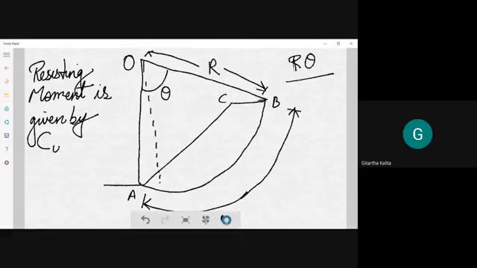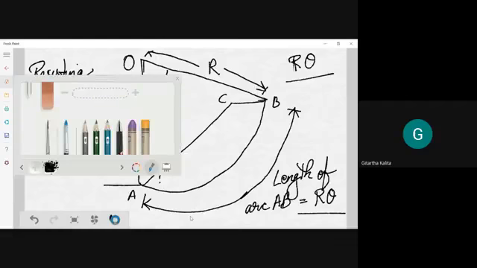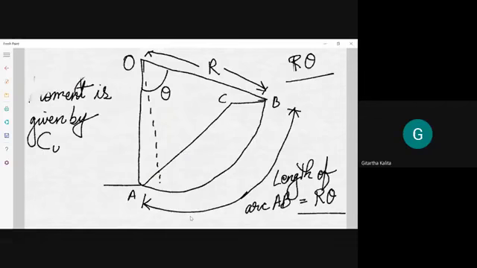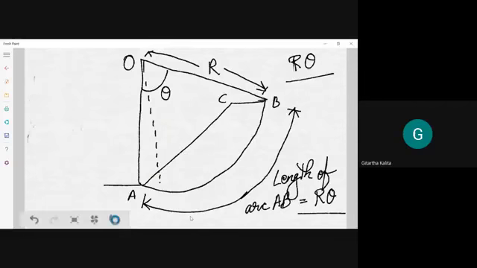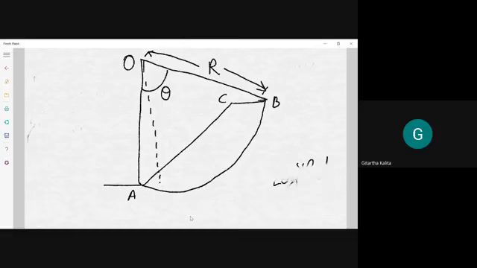So you can write one line first of all: length of arc AB is equal to r theta. Okay, so this is the length. Now we are just a few moments away from getting the required resisting moment.